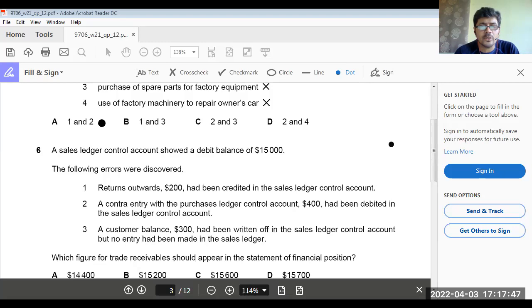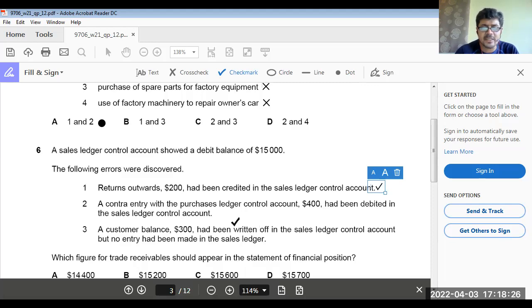A sale ledger control account showed a debit balance of $15,000. The following errors were discovered. Return outwards 200 had been credited in the sale ledger control account. Return outward has nothing to do with sale ledger control account. This is an item of purchase ledger control account, so it's going to be debited again. To remove the impact of return outward, we have to debit sale ledger control account with $200. So if we debit again, 15,000 plus 200 debit, 15,200.